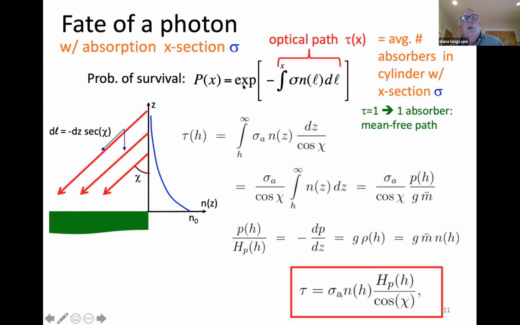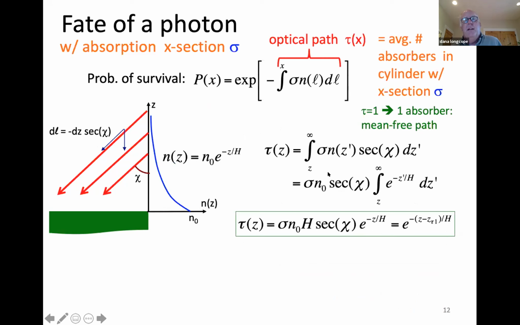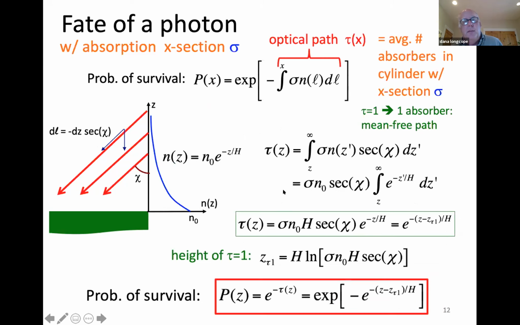And then you basically say the probability of survival is that, and then here's the thing that we were just talked through, the integral of sigma n, and n goes as, oh yeah, here is the diagram showing what we just heard. I put secant of chi instead of 1 over cosine, they're the same thing, etc. And so that's how you get tau.